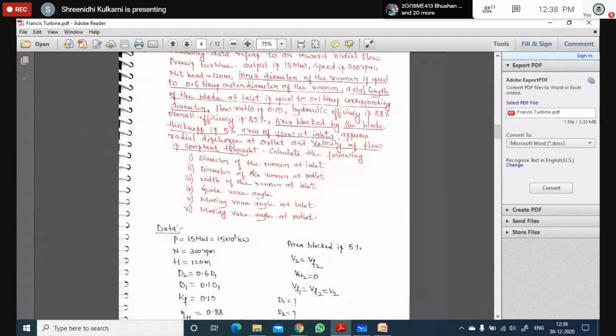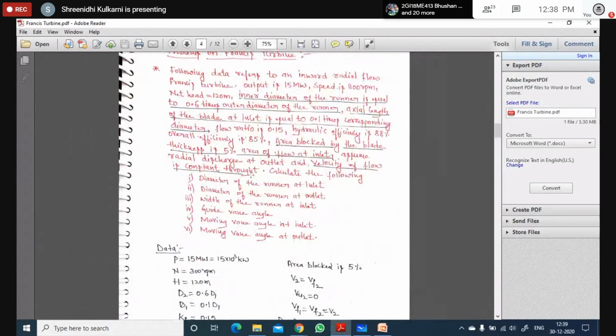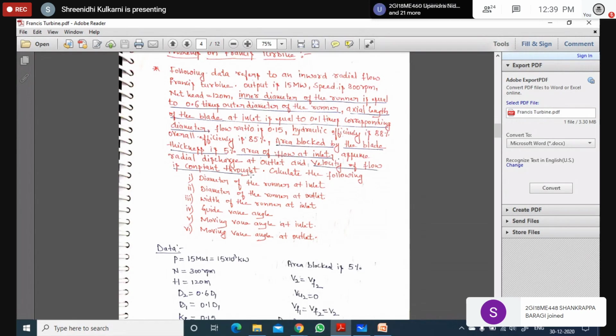While coming to this, they have given the power. It is a Francis turbine and power is 15 megawatts, so convert into kilowatts. Speed is 300 rpm and net head H is equals to 120 meters. Next, see, inner diameter of the runner is equal to 0.6 times outer diameter of the runner. So they have given the inner diameter.